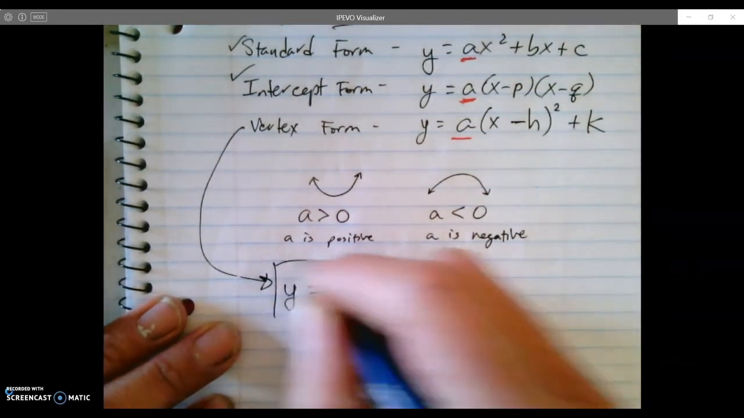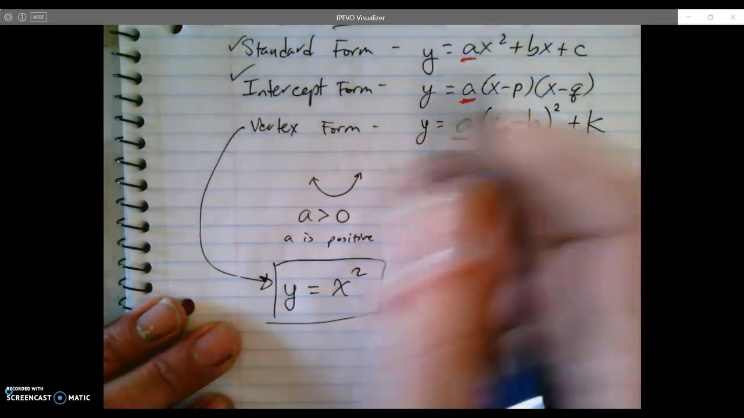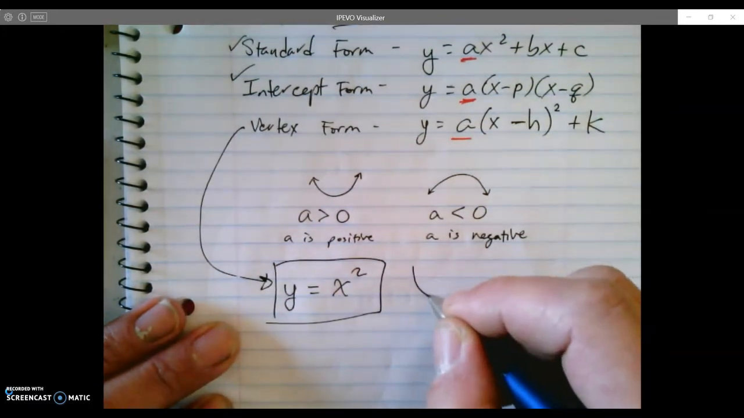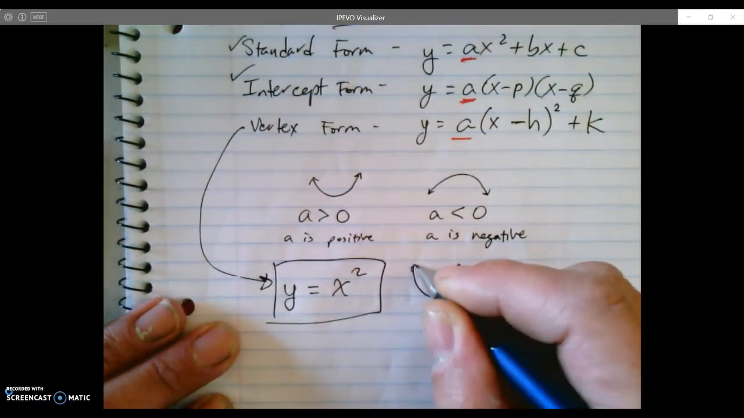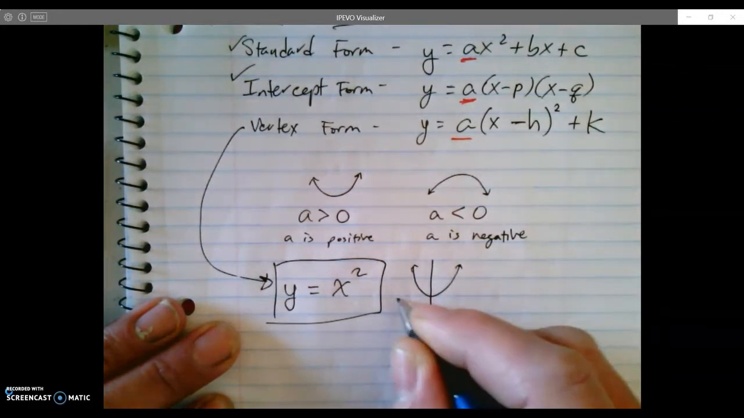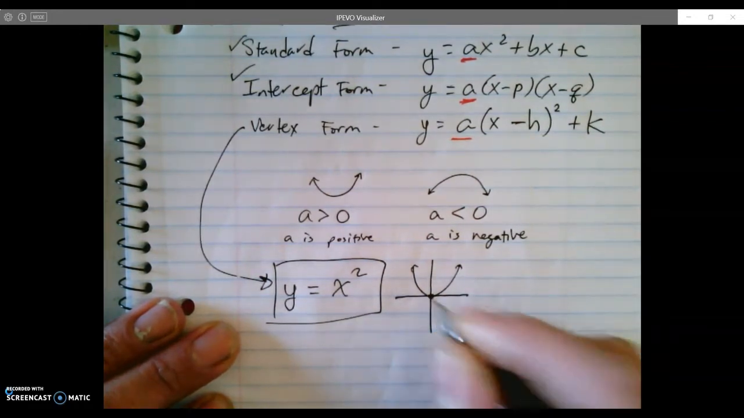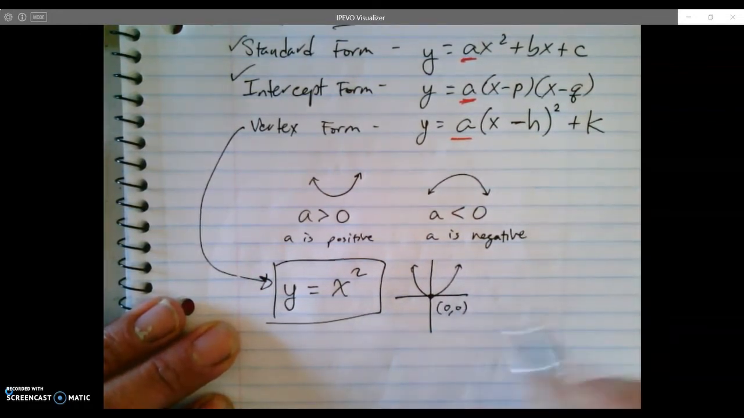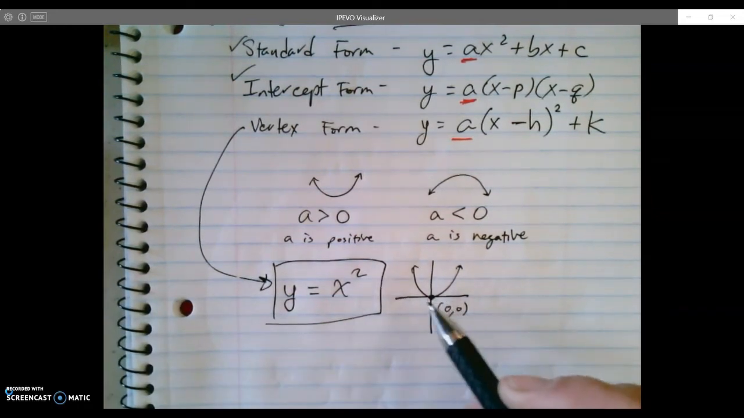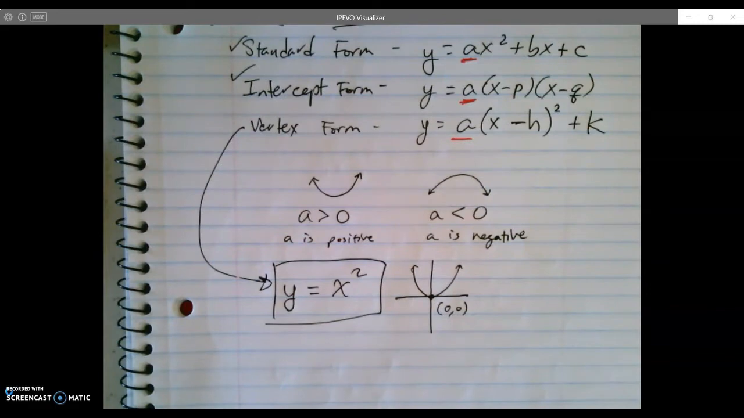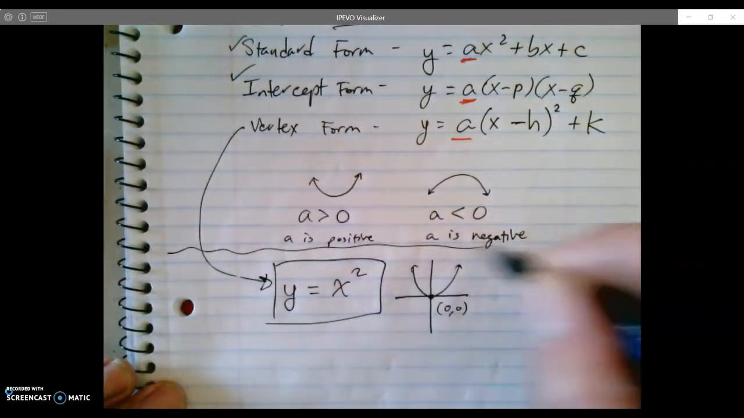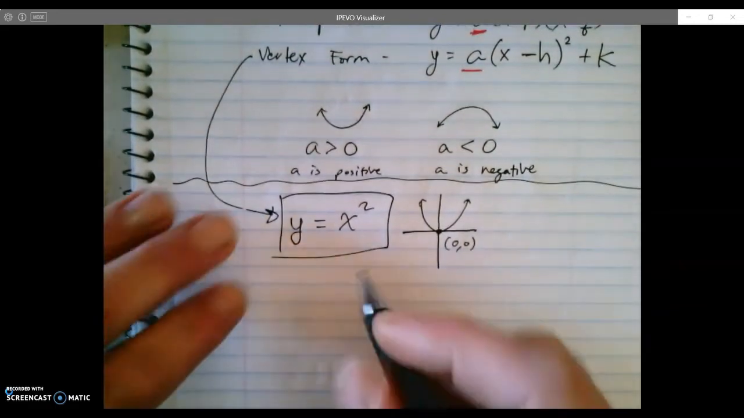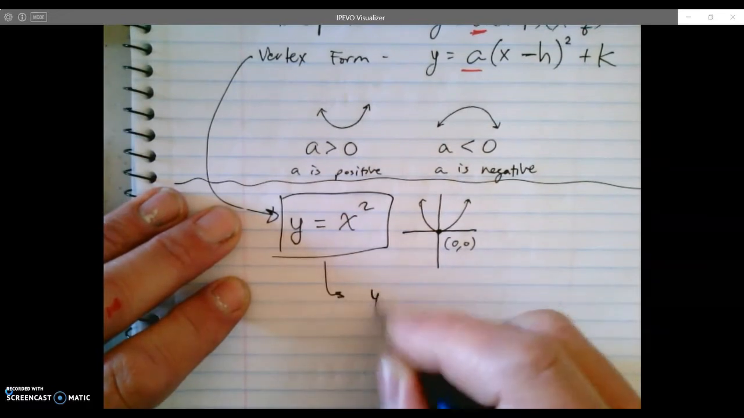It's in the family of x squared. These are all in the family of x squared. These all would be then parabolas because they're all x squared. And the parabola, this one would have a vertex at 0, 0. And a vertex is 0, 0.